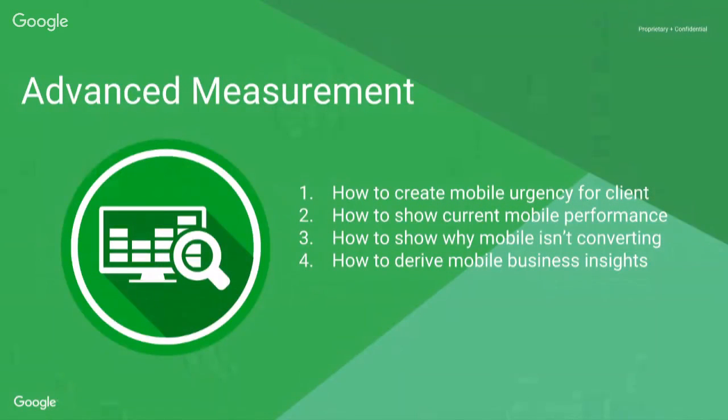And just a summary. So what we did today is we showed you sort of how to fish rather than giving you a fish. We showed you the right questions to ask when you're trying to create mobile urgency for your client and create that data-driven pitch. We showed you how to derive mobile business insights, and we showed you a little bit of why mobile could not be converting for your business and the subset of questions that you can derive from this first how-to.